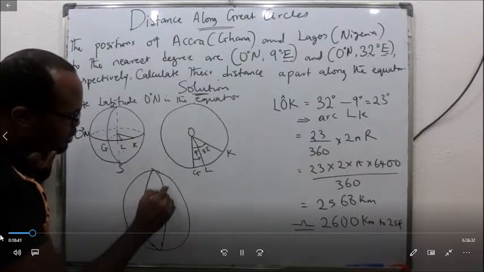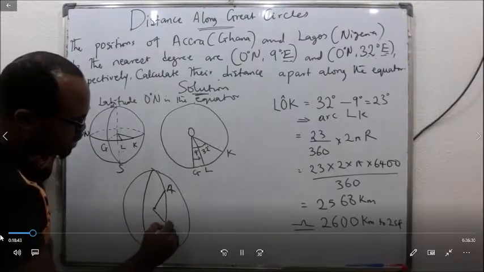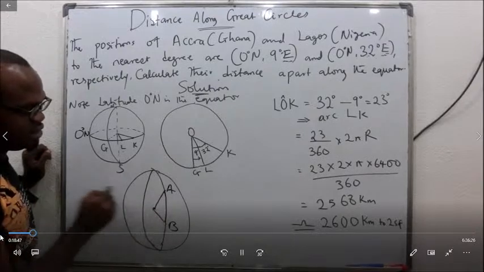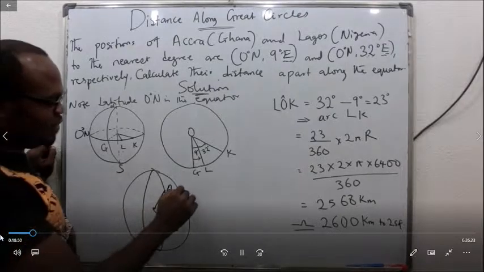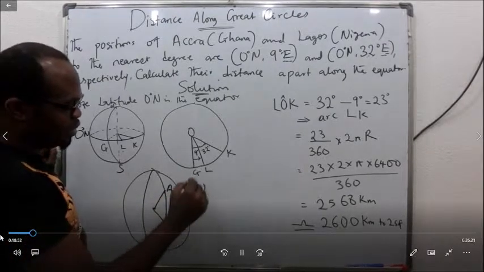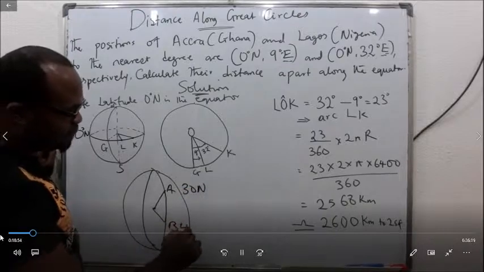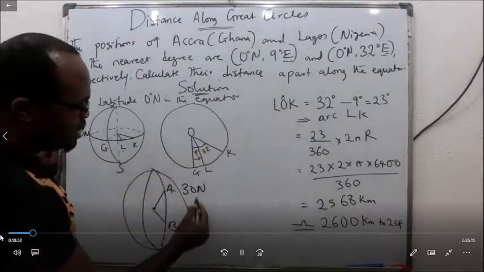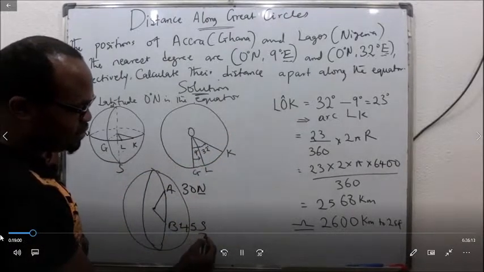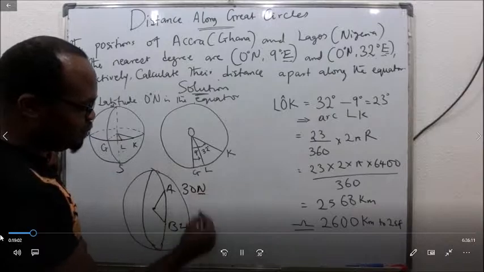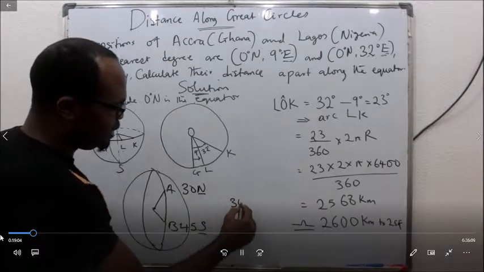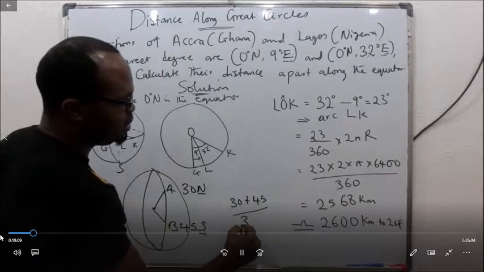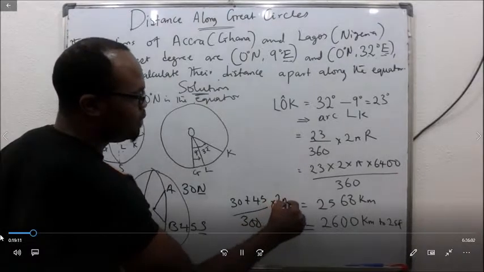You have points A and B, and you are told to calculate the distance between these 2 points. How do you do it? So if you have here 30 north and here 45 south, how do you do it? The same thing you do here, but since you have north and south, they are not the same, so you have to add. So you have 30 plus 45. Anything you get, all over 360 times 2 pi r.